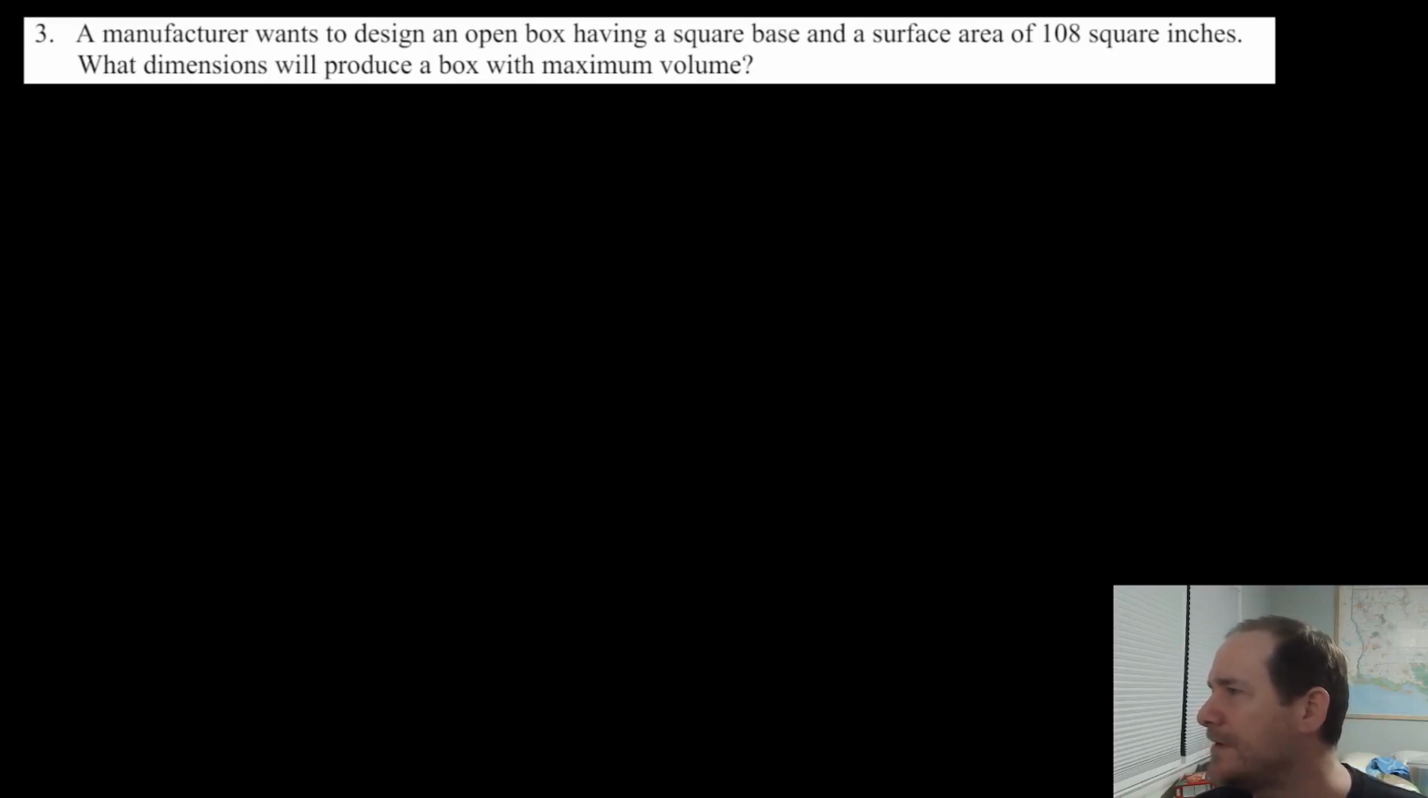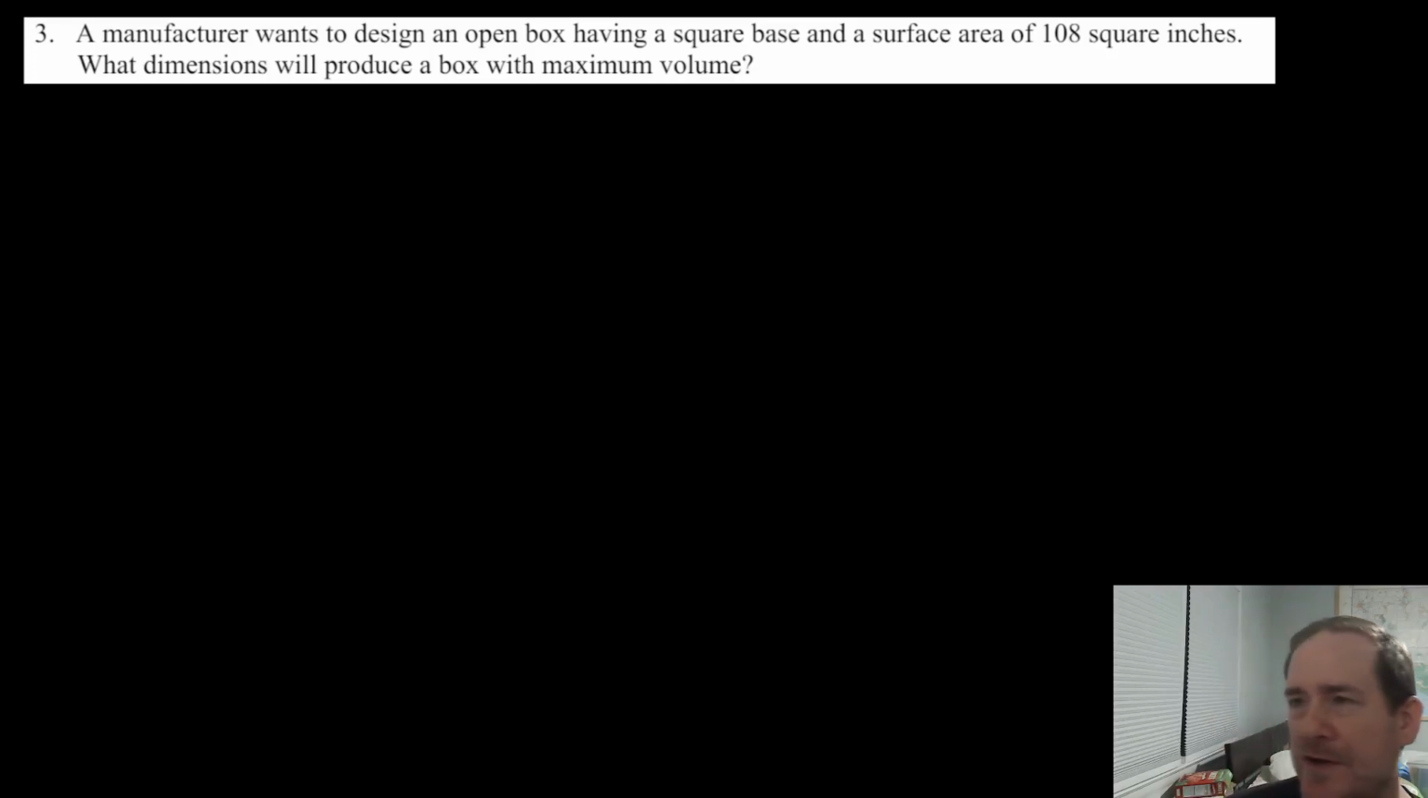So let's get going. Starting with three, it says a manufacturer wants to design an open box having a square base and a surface area of 108 square inches. What dimensions will produce a box with maximum volume? So let's think this through. We need a box, and that box has to have a base that is square.